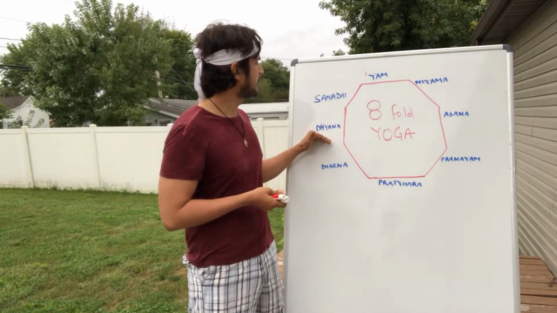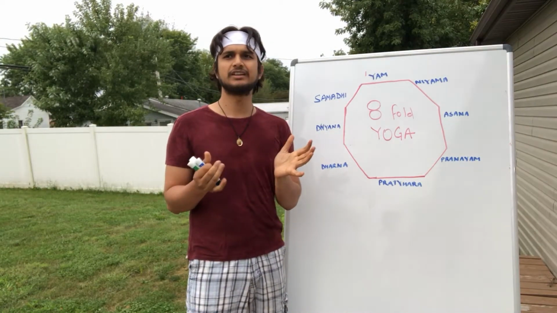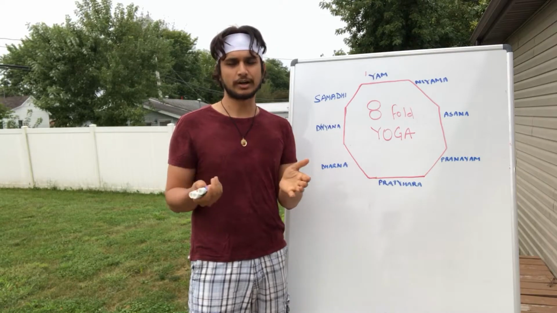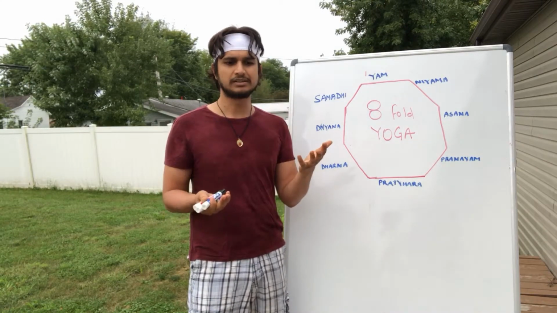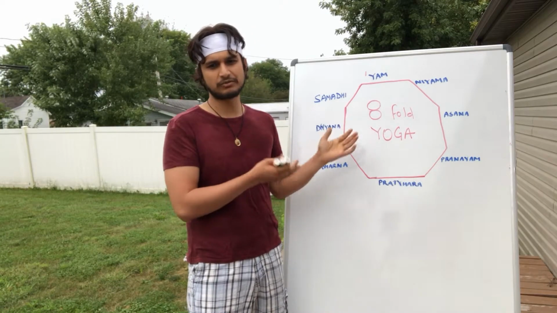Dhyana is the field of neutrality, we talked. Samadhi is the ultimate state of bliss. So this is essentially Ashtanga yoga, and what are its components, and how briefly Bhagavad-Gita mentions some of those verses.